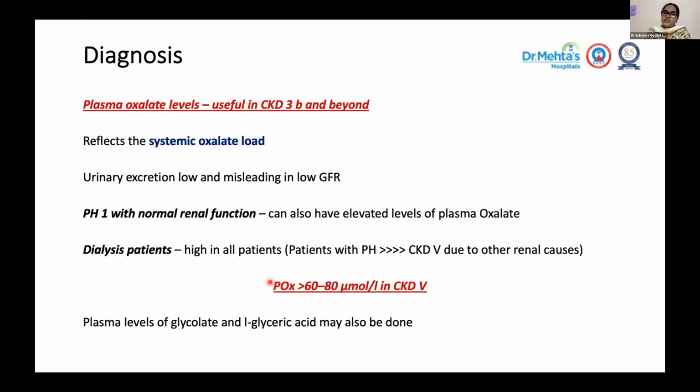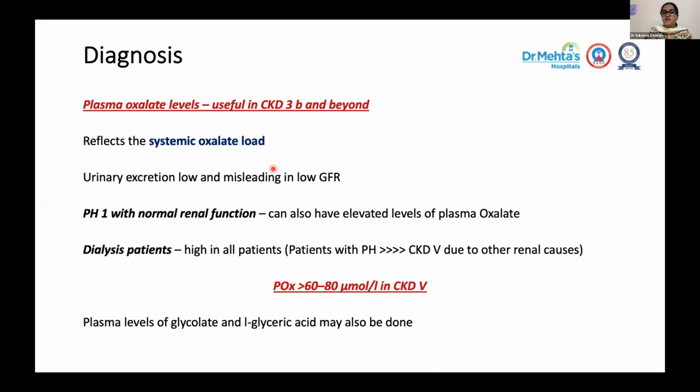The other useful test could be plasma oxalate levels, and this is mostly attempted in patients who have already had significant renal damage and a low GFR. When you have a low GFR, you're not going to excrete as much oxalate in your urine. So a urine oxalate might falsely tell you that it is normal or less, and take you away from a diagnosis of primary hyperoxaluria when in fact the patient has primary hyperoxaluria. So when there is significant renal dysfunction, please do plasma oxalate levels as opposed to urinary oxalate level. It also can reflect the systemic oxalate load. A very high plasma oxalate can give you a hint of systemic oxalate deposition already happening in that patient.